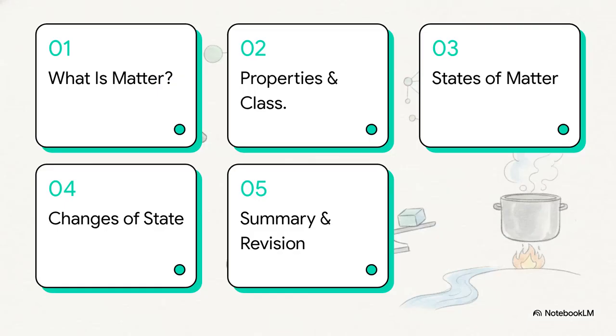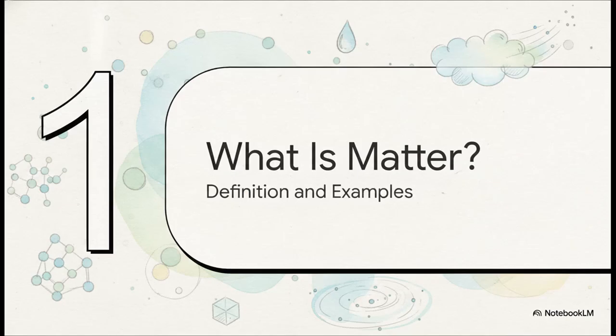Here's our highly structured roadmap for today's explainer. 1. What is matter? 2. Properties and classification. 3. The 3 states of matter. 4. Changes of state. And finally, 5. Summary and revision. All right, Section 1.